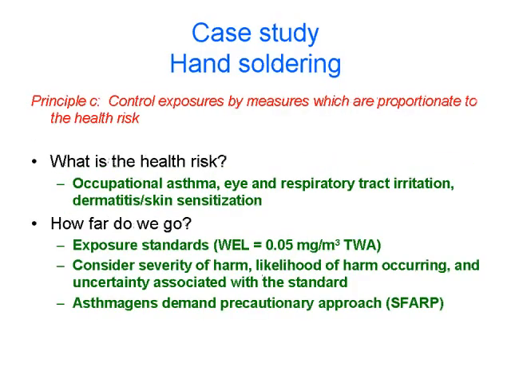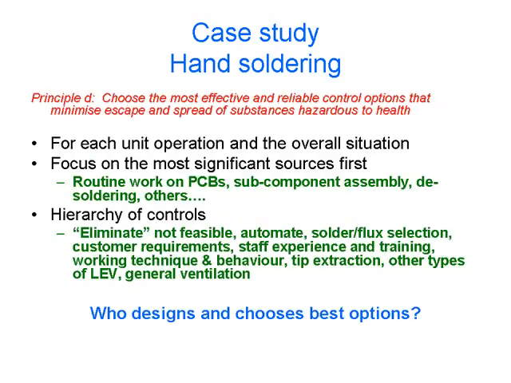Principle C, control exposure by means which are proportionate to the health risk. So what is the health risk? Occupational asthma, eye and respiratory tract irritation, dermatitis and skin sensitization. How far do we go? Are there any exposure standards? We need to consider the severity of harm, the likelihood of harm occurring, and uncertainty associated with the standard. Asthmagens demand precautionary approach so far as is reasonably practicable.